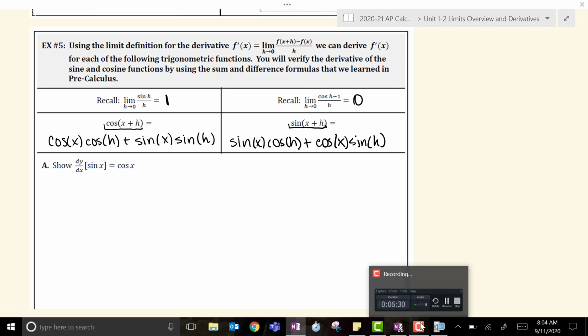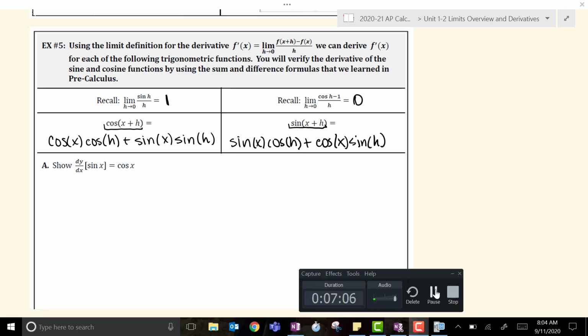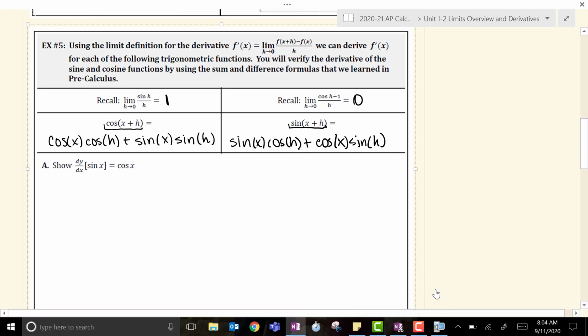So we're going to use those to get some really intense math going on here as a proof. And guys, I totally messed up here. This should be a minus. It's been a while since I've done this.